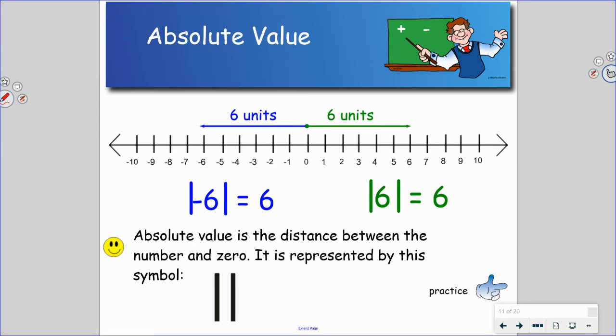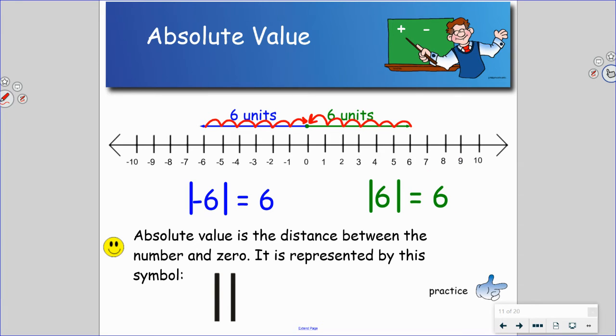Absolute value, what does that mean? Well, the most common misconception is that absolute value means opposite. It doesn't. Absolute value literally means the distance between that number and 0. In other words, how many steps. So the absolute value of negative 6 is 6. 1, 2, 3, 4, 5, 6 steps away. But the absolute value of 6 is not negative 6. Now think about it. 1, 2, 3, 4, 5, 6 steps away.